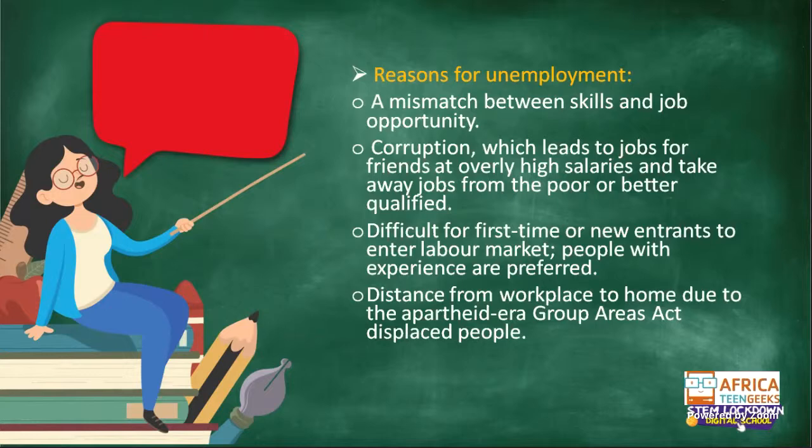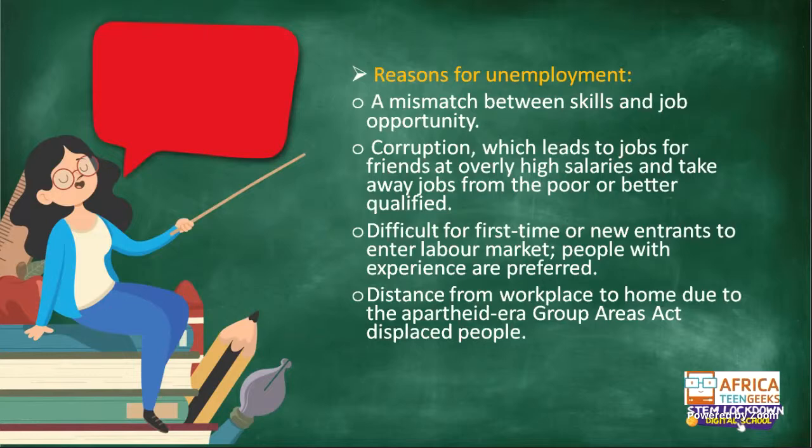Then corruption, which leads to jobs for friends at overly high salaries and takes away jobs from the poor or better qualified people. So this does happen where people sell jobs, people who've been working at companies for a long time and know the ins and outs of the company, people working in the HR department who are part of the decision making process of who gets to work and who doesn't. They're the ones who maybe sell the jobs or hire the people that they know or the people in their circles. And then you find maybe they do share higher salaries with those people.